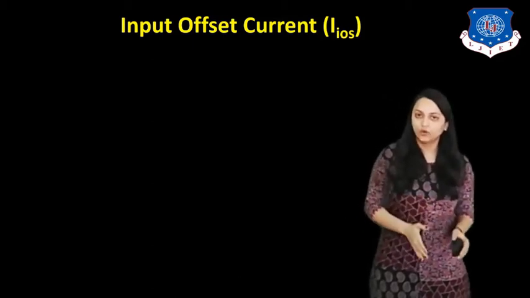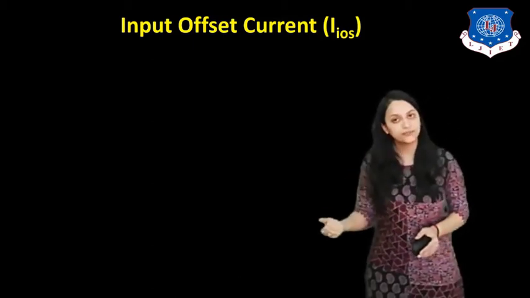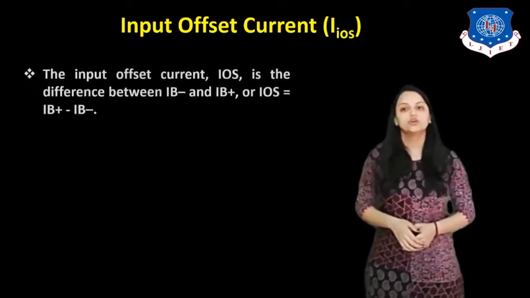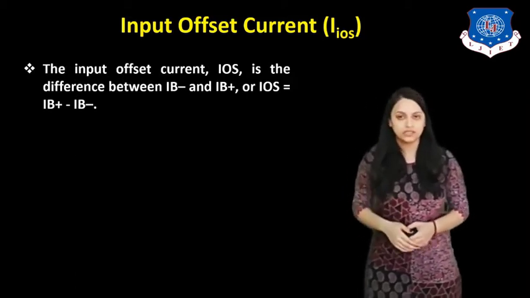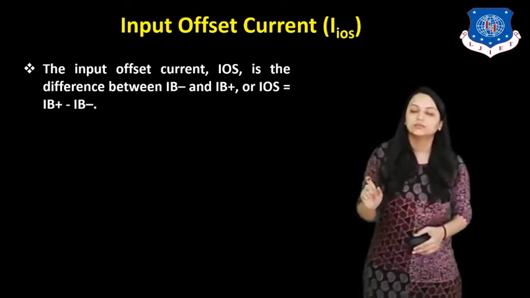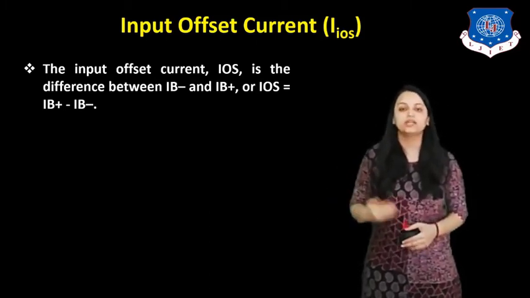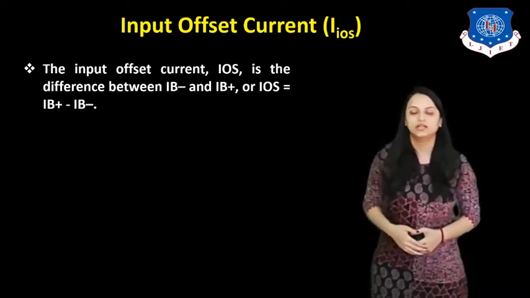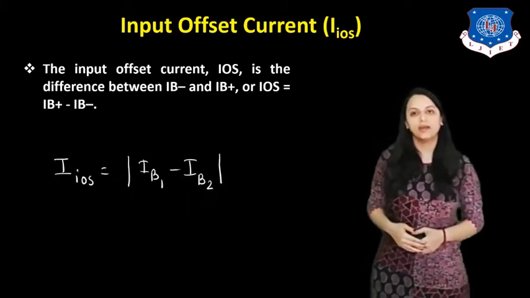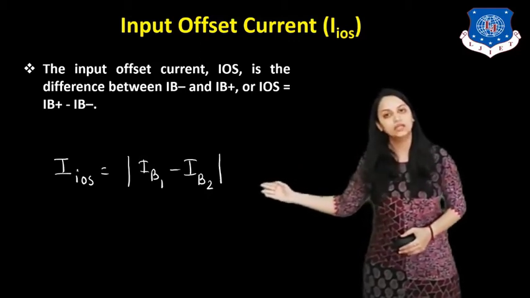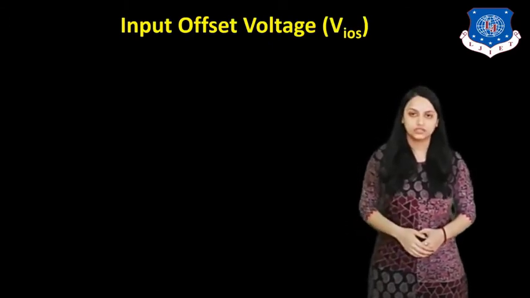If it is in terms of voltage, we will call it input offset voltage. And if it is in terms of current, we will call it input offset current. Okay? So, the input offset current, IIOS, is the difference between the negative input bias current and the positive input bias current. That means, for example, if I take IB1 and IB2, the difference between these two is called the input offset current. If I want to express it mathematically, it is something like this: IIOS equals IB1 minus IB2.